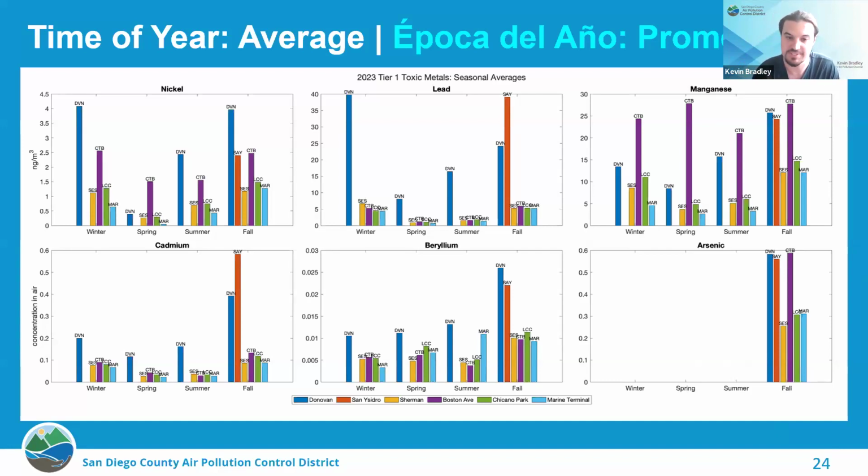Other than that, we do have a little bit of San Ysidro data, which kind of continues to point to the border region as a little bit more concerning for metals than the Portside region. Again, with the exception of nickel and manganese, particularly at our Boston Avenue site, which we talked about previously.